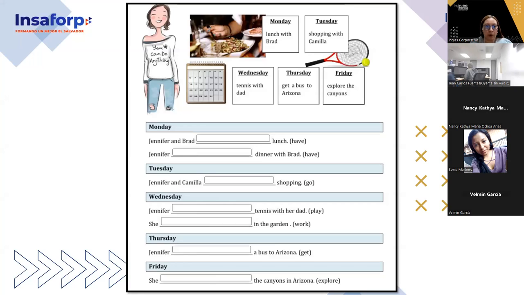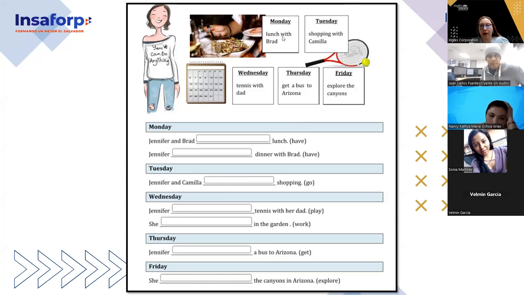Okay, so we have an exercise in here, okay? So we have activities in here. For example, on Monday, it says lunch with Brad. Tuesday, shopping with Camila. Wednesday, tennis with Dad. Thursday, get a bus to Arizona. Friday, explore the canyons, right? So, ustedes van a armar oraciones con esto que está acá, usando los verbos que están en paréntesis. Obviously, in present progressive, right? Usando la estructura que acabamos de ver.